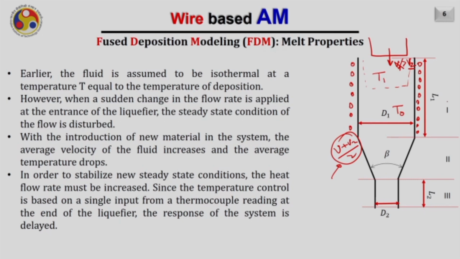So how much should this heat be, first of all? In order to stabilize the new steady state condition, the heat flow must be increased. If the heat flow increases, definitely this temperature which is lower than the earlier temperature T0 will become equal and we will be able to maintain the steady state condition. However, as this process is done by taking feedback from the thermocouple attached here, there is always a delay. This cannot happen all of a sudden. Therefore, there will be a huge pressure drop required to push the molten material through this liquefier when you change the velocity from V1 to V2 suddenly.